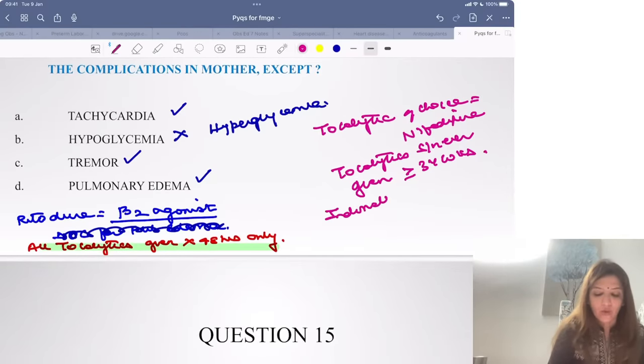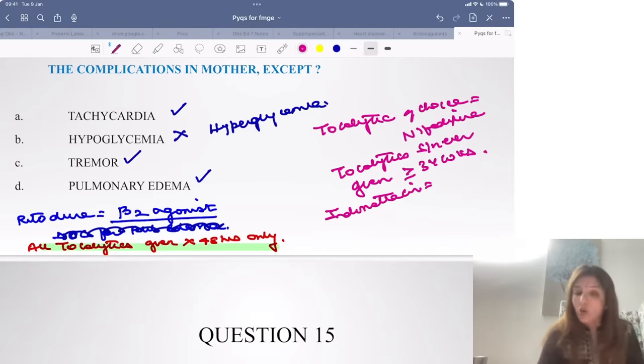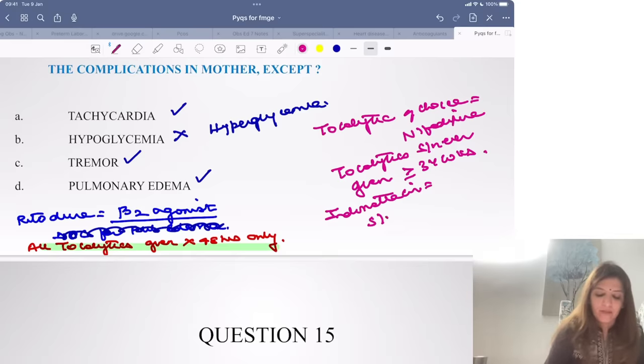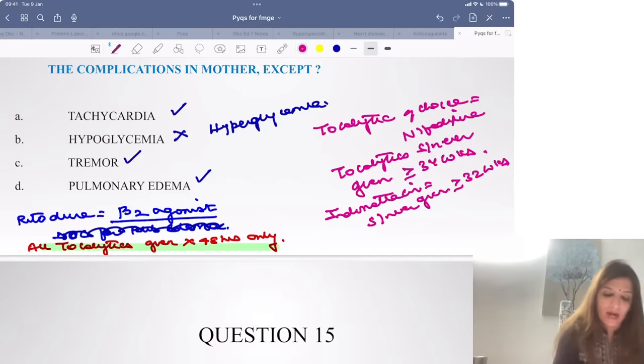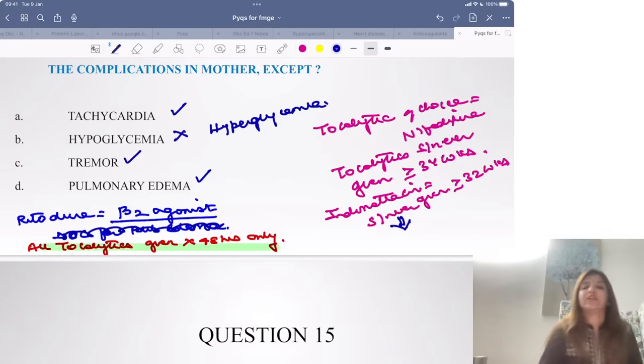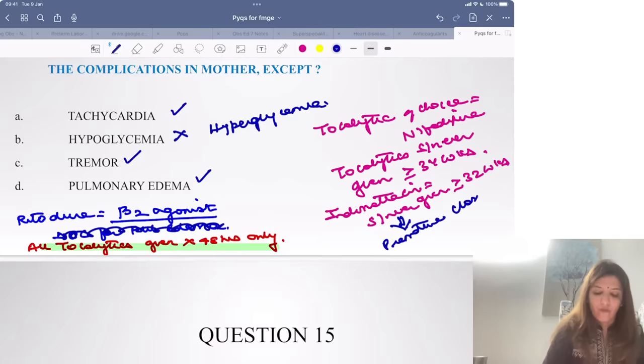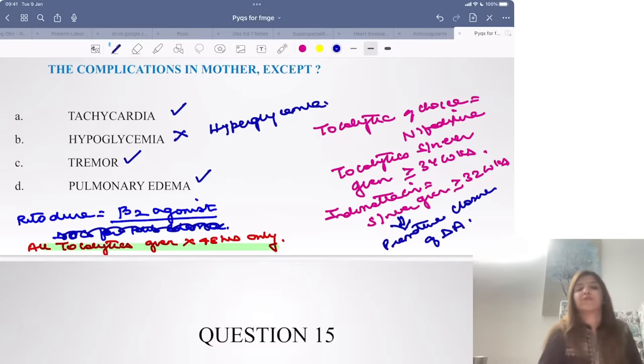Indomethacin is also a tocolytic. Indomethacin should never be given for more than 32 weeks. It should never be given beyond 32 weeks. Why? Because if indomethacin is given beyond 32 weeks, it leads to premature closure of ductus arteriosus. So, tocolytic of choice is nifedipine. Tocolytics should only be given for 48 hours and they should never be given after 34 weeks.